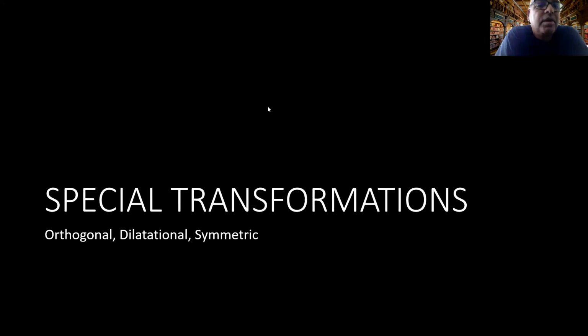Okay, we are now on to our next topic, which is called special transformations. Up to now, all the properties of transformations were general. Now we are going to talk about three special transformations. One is called an orthogonal transformation. The other one is called a dilatational transformation. The third one is called a symmetric transformation.